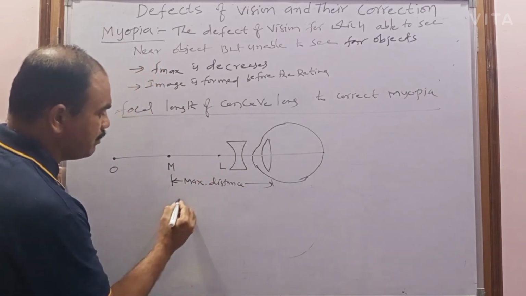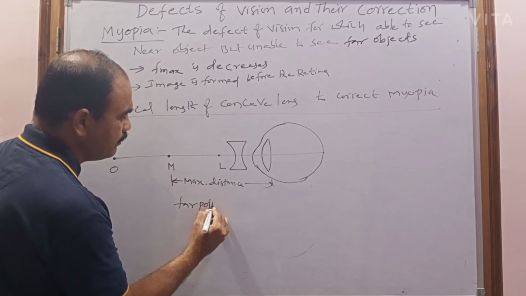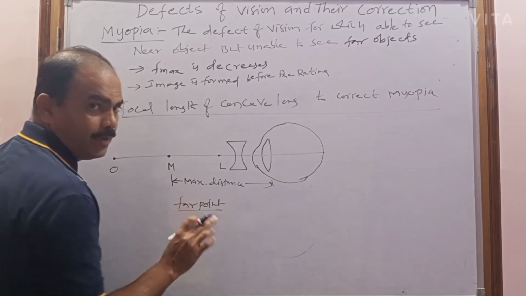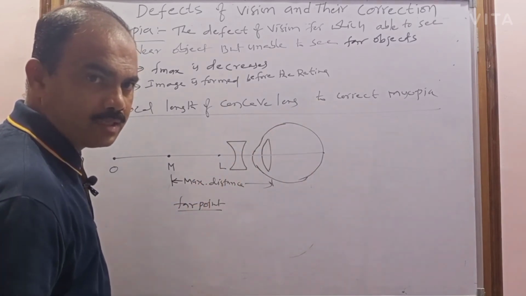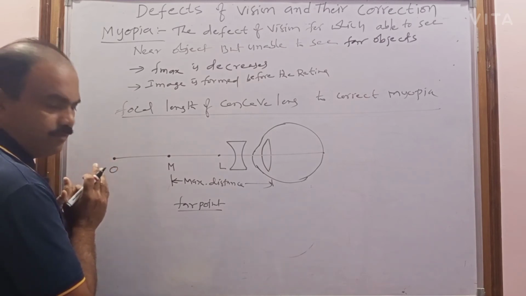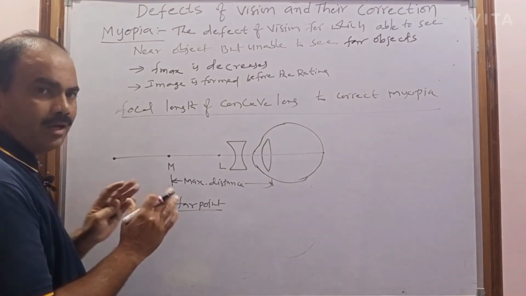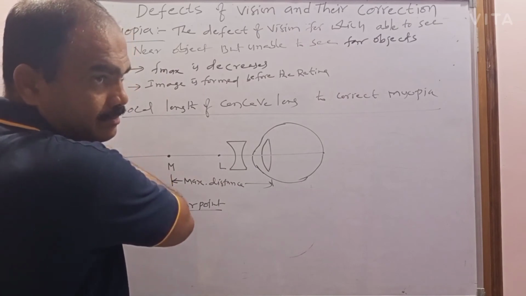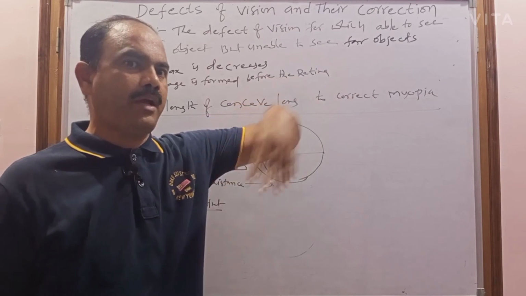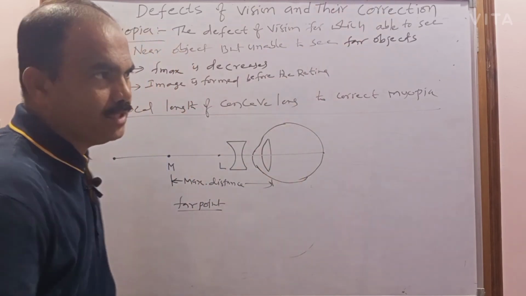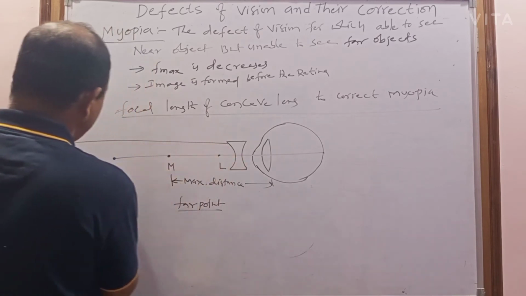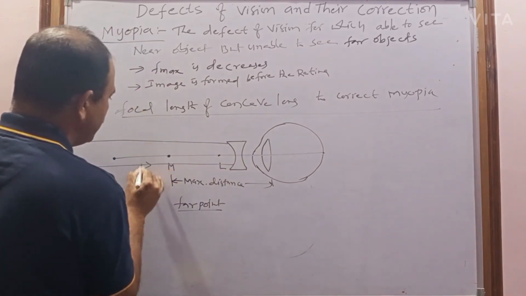This maximum distance is nothing but the far point, because the far point distance changes from person to person. Now this is the object, but consider now that the object is at infinity. Why are we taking the maximum object distance? The maximum object distance is nothing but infinity. So now the object is at infinity.